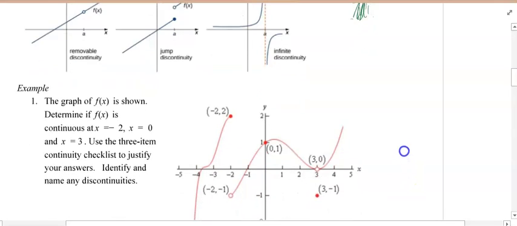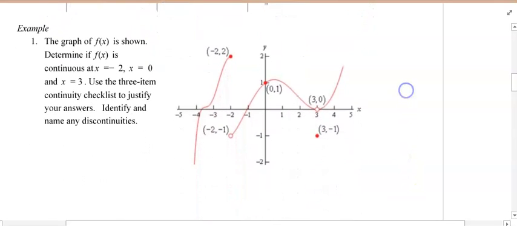Okay, let's look at an example. The graph of f of x is shown. Determine if f of x is continuous at x equals -2, at x equals 0, and at x equals 3. So there are three places that we are asked to look at. Use the 3-item continuity checklist to justify your answer and identify and name any discontinuities.